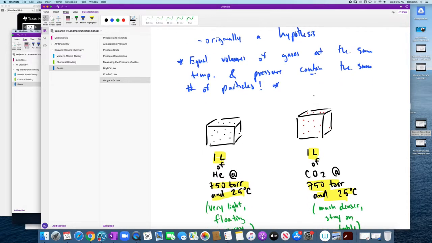So equal volumes of gases at the same temperature and pressure contain the same number of particles. Okay, so these are helium atoms over here. These are carbon dioxide molecules. So there are actually 3 times as many atoms over here, but each one of these little red dots I've drawn is a carbon dioxide molecule, and that's considered a particle. So there are the same number of particles of gas bouncing around in here as over here.